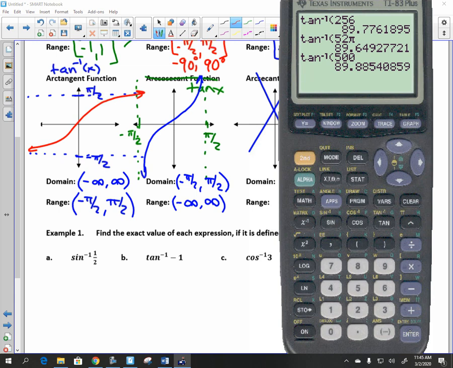Yeah, it can't be 90 because the tangent of 90 is undefined, right? So if you take the arctan of large numbers, it's going to approach 90. So let's say you did like, I don't know, whatever that is.